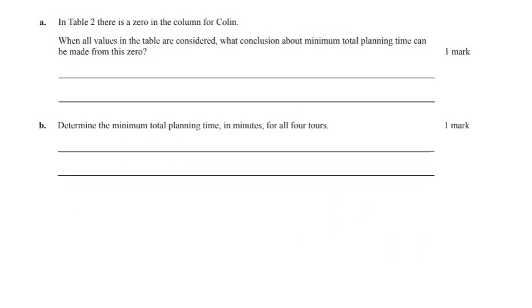So let's have a look. It says in table 2 there is a 0 in the column for the colon. What does that mean?